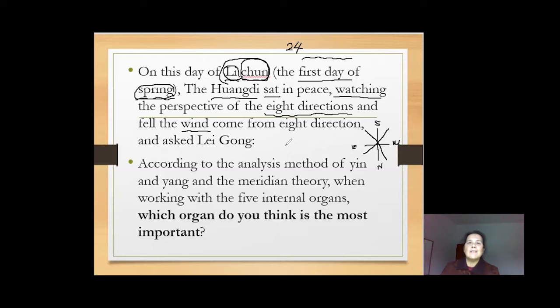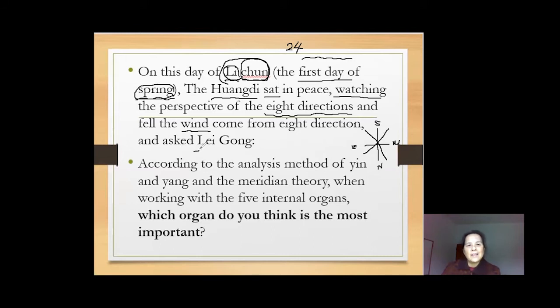This means that on that day, Huang Di is pretty relaxed, sitting there and seeing spring coming, the trees beginning to turn green and a little wind coming. It's more relaxing, so he starts thinking about studying something. So that's basically this chapter.